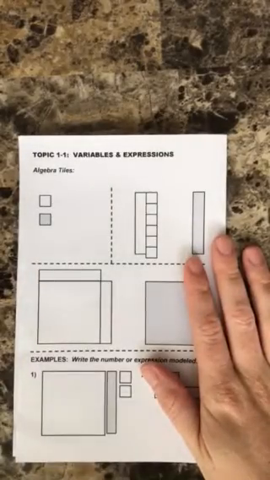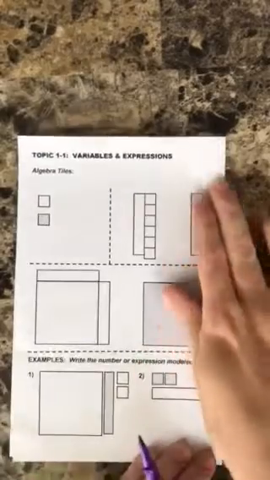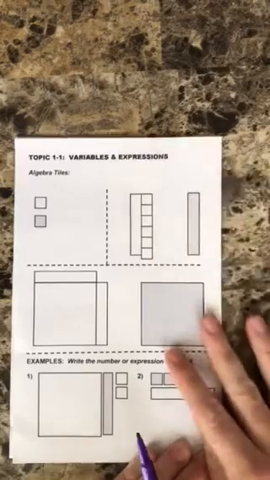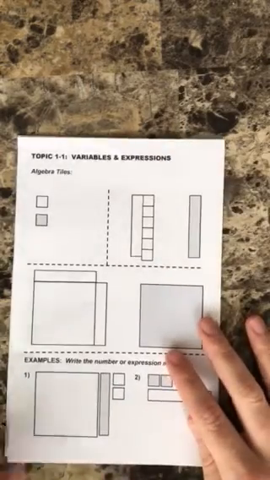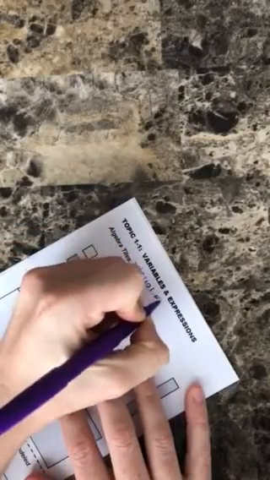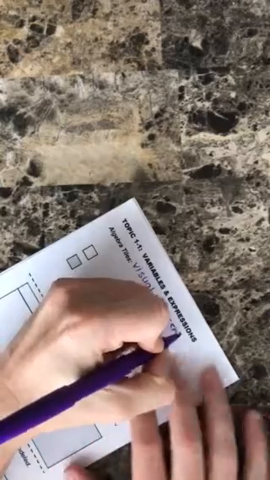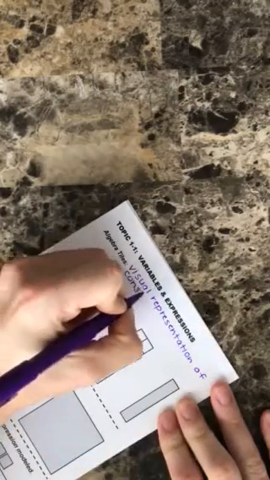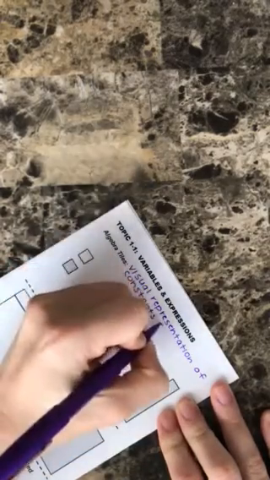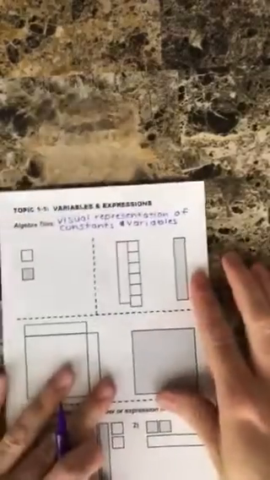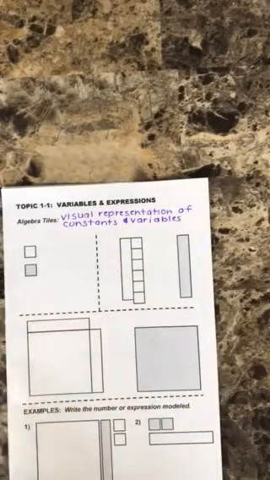The first thing that is written on here is algebra tiles. Not sure if you've used them before. We will use them later on when we get to factoring and quadratics, things like that. But for right now, all you need to know is that algebra tiles are a visual representation of constants and variables.